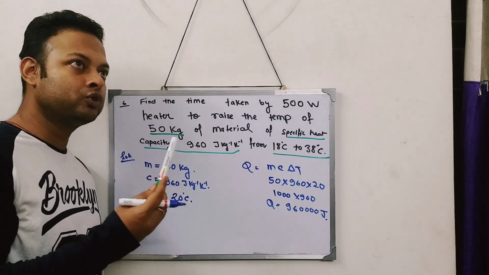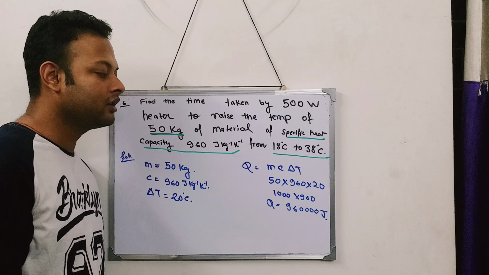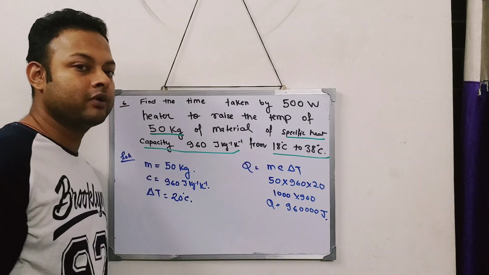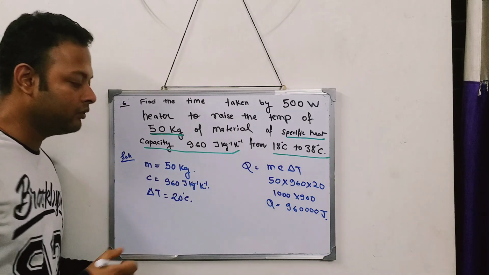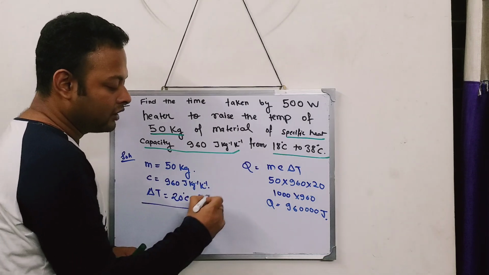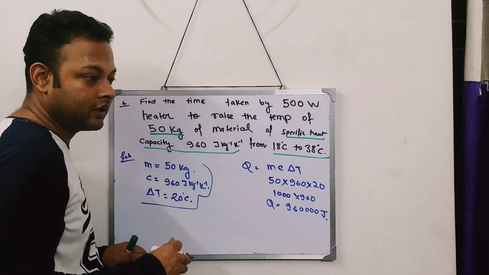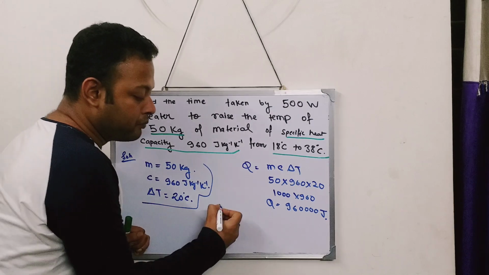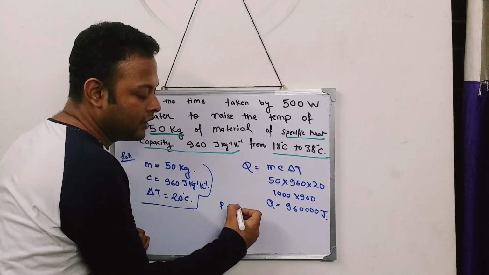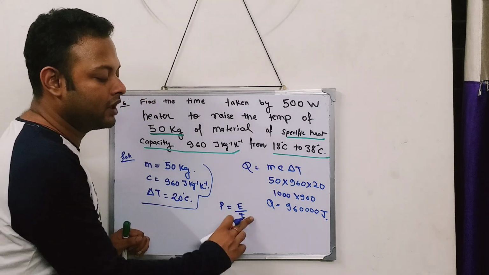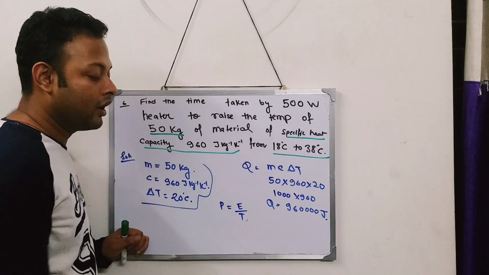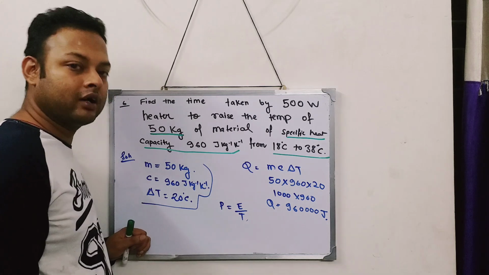So if 500 joules of heat is given in 1 second, then this much heat is given in how many seconds? That part I have to calculate. So I will use a formula. This formula is taught to you in class 8 or 9. Power is equal to energy by time, or work done by time.